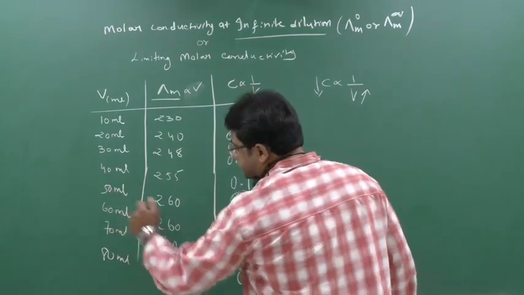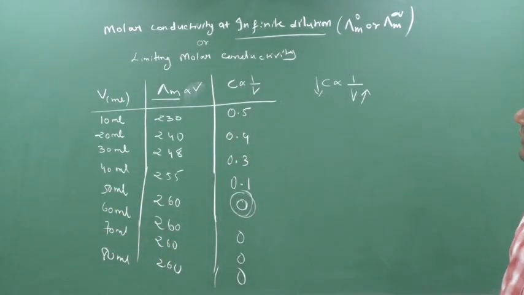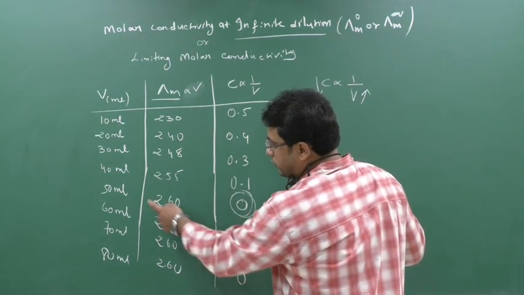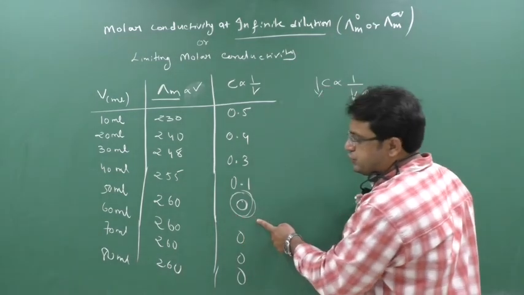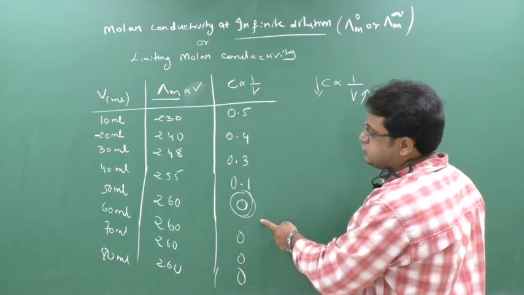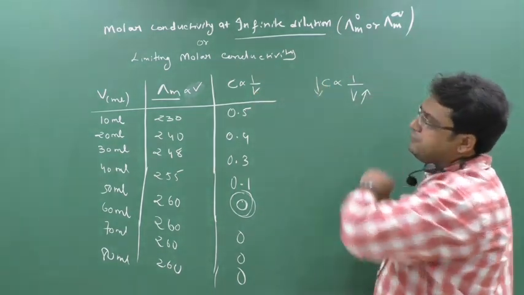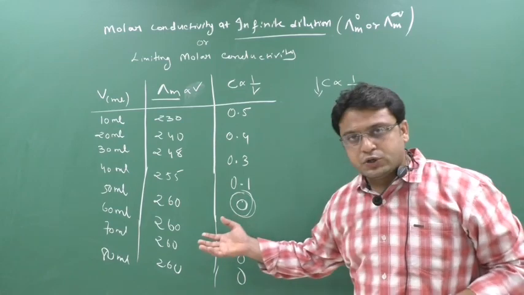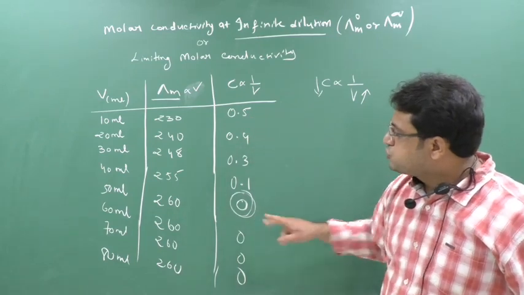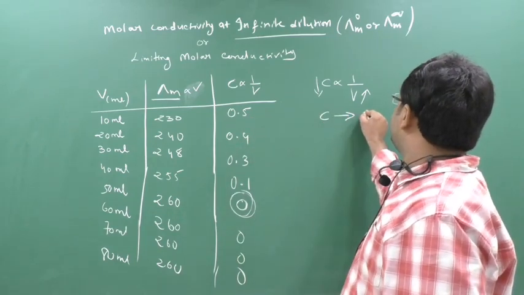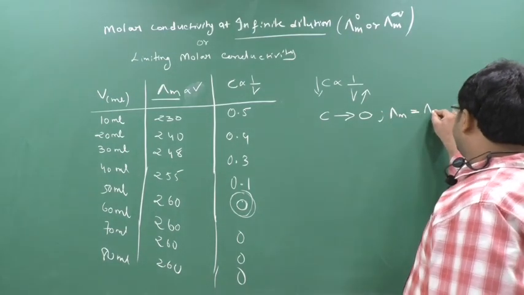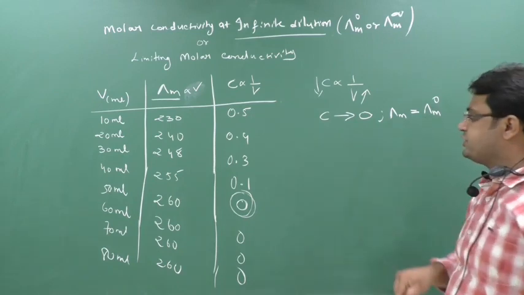So this value of volume is known as infinite dilution. So what do we mean by molar conductivity at infinite dilution? It means the molar conductance value at 0 concentration is known as molar conductivity at infinite dilution. Clear? Understood? That molar conductance value, the lambda m value, when the concentration approaches 0, is equal to lambda m naught. Why 0? Because here the concentration is 0.